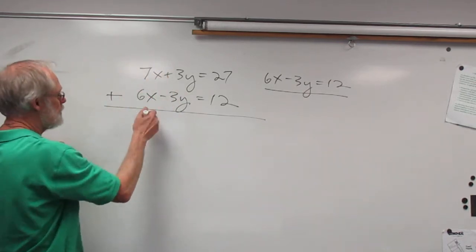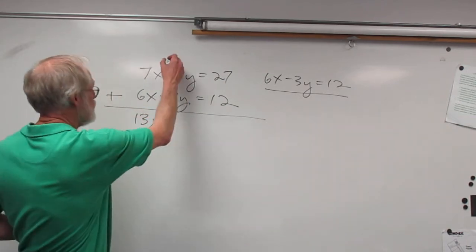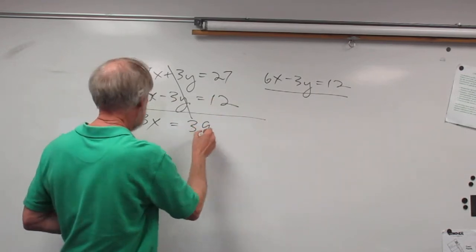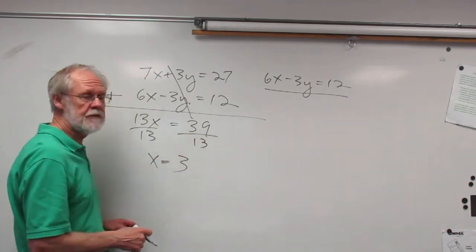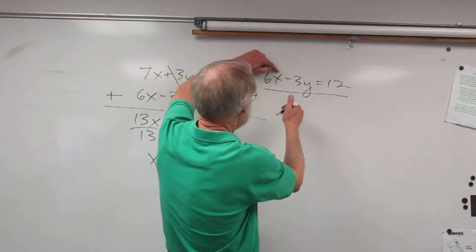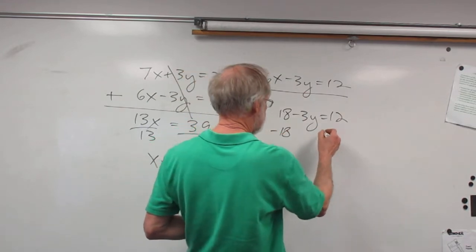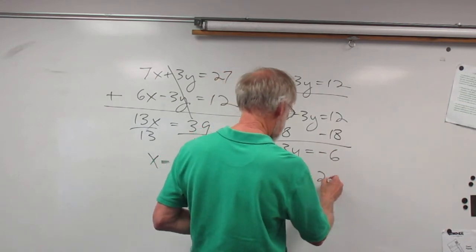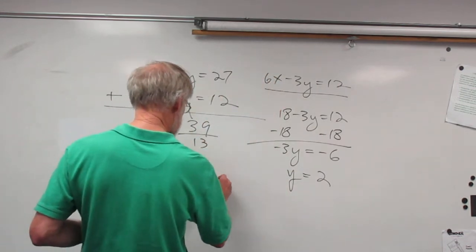So I'm going to do 7x plus 6x is 13x. 3y plus negative 3y is no y's at all, they cancel out, equals, and I get 27 plus 12 is 39. I divide by 13, and I get x equals 3. Once I have that, I can take it into either one of the two originals. Let's put it over here. 3 times 6 is 18, minus 3y equals 12. I subtract 18, and I get negative 3y equals negative 6, or y equals 2. So the point of intersection of these two is 3, 2.